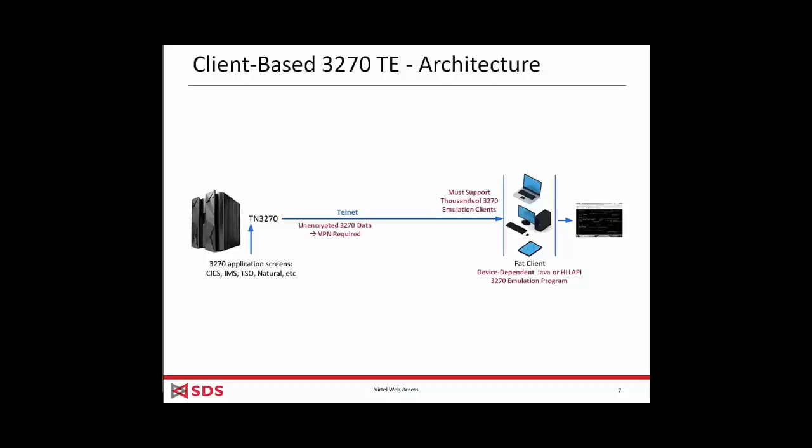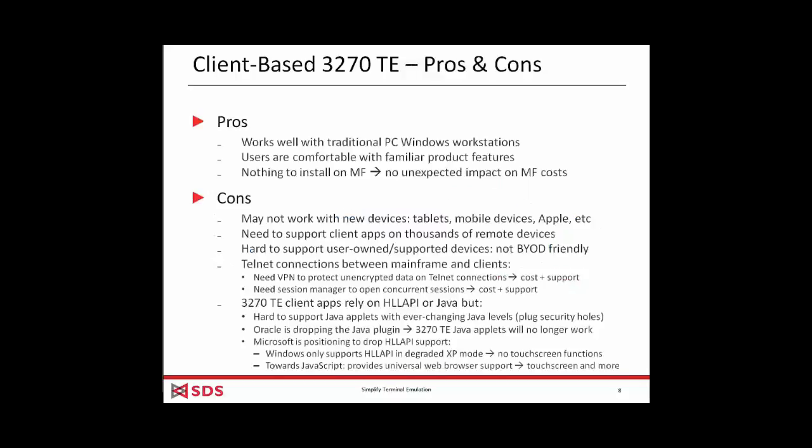Data is not encrypted on SNA or telnet connections. Therefore, a VPN is required to encrypt and protect data on telnet connections. The advantages of this architecture are that it works well with traditional PC Windows workstations. Users are familiar and comfortable with the product features.